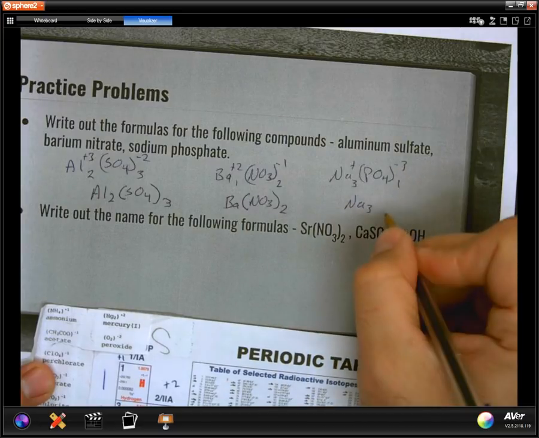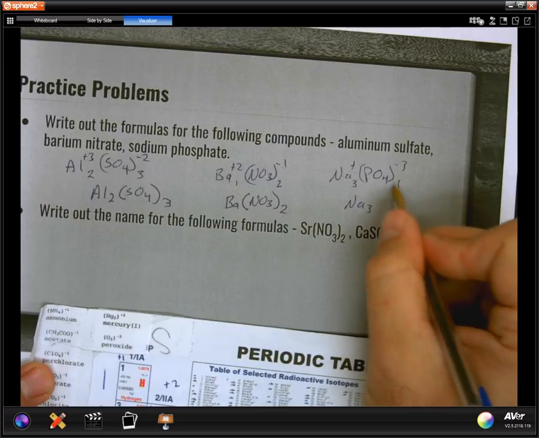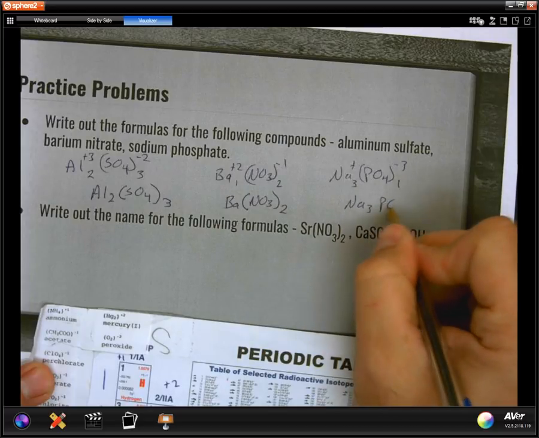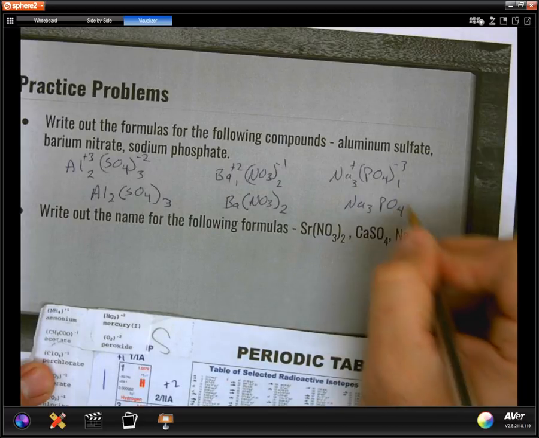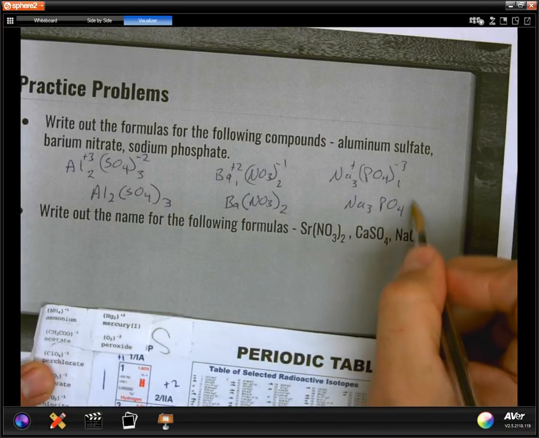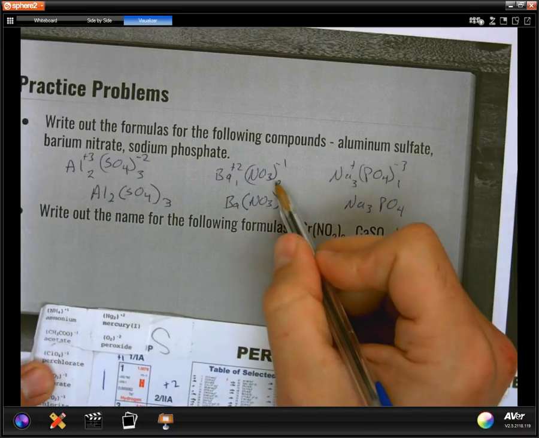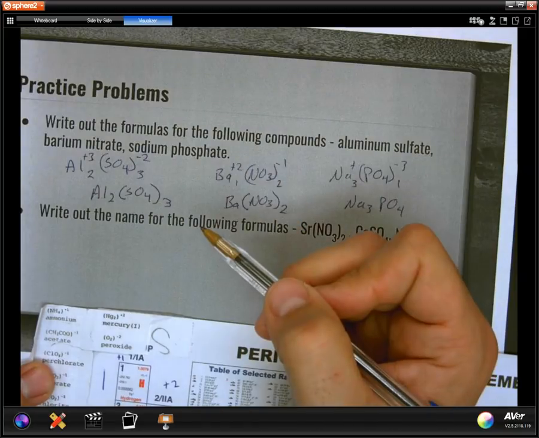Na3. Now here's a case where you don't need to include the parentheses because there's only a subscript of 1 here. So again, we're lazy. We don't need to write those extra parentheses there in this case because there's only a subscript of 1. If you want to leave the parentheses there to make yourself feel better, I don't care. You'll clean it up as you go. But really, the parentheses have to be there when you have a subscript on your polyatomic ion.